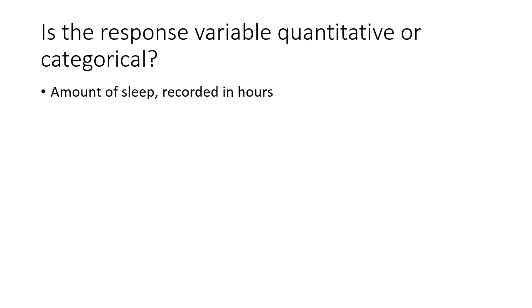The response variable was the amount of sleep that students got, recorded in hours. That's a quantitative variable. So here we have a binary categorical explanatory variable and a quantitative response variable. So we should consider a two-sample t-test.